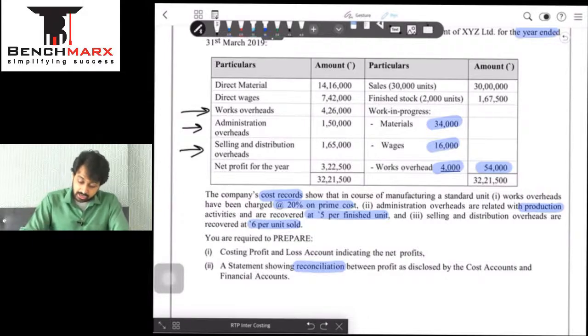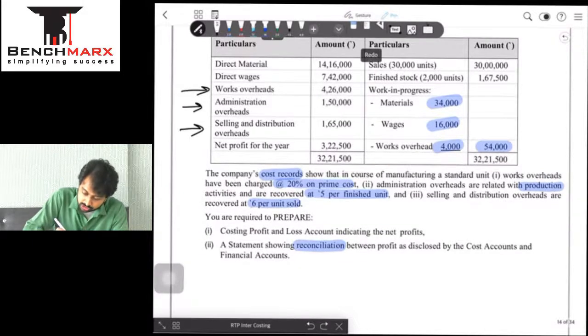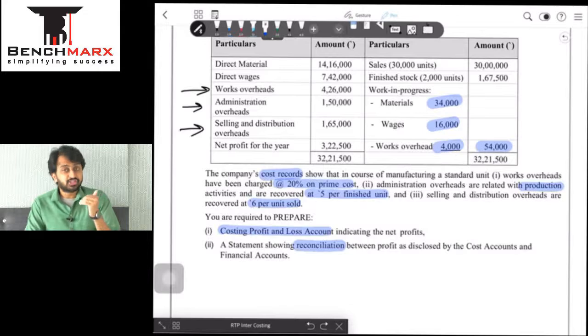ठीक है. करना क्या है? Prepare a costing profit loss account. Okay. Now here the question has mentioned prepare a costing profit and loss account. Frankly, generally the question always asks us to find the profits basis costing. That means we can prepare a cost sheet. Frankly, I would say you can prepare a cost sheet and find the profits as per cost sheet. तुमको कुछ wrong नहीं मिलेगा.